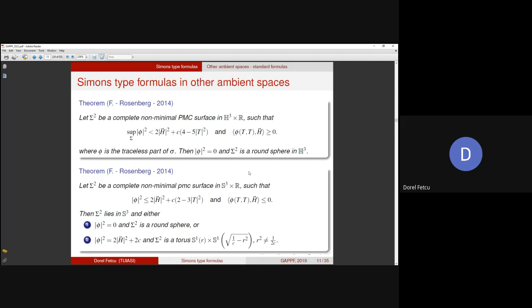And the similar result in S3 cross R, still a complete non-minimal PMC surface, satisfying two conditions of this type, then the surface lies in S3, and either the traceless part of the second fundamental form is equal to 0 and sigma is a round sphere, or the squared norm of the traceless part of the second fundamental form has this constant value, and sigma is a torus.